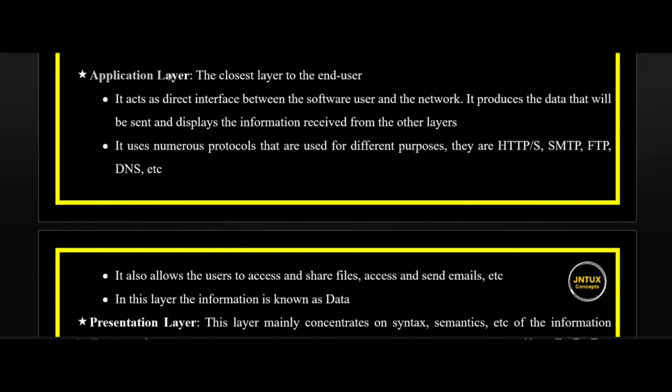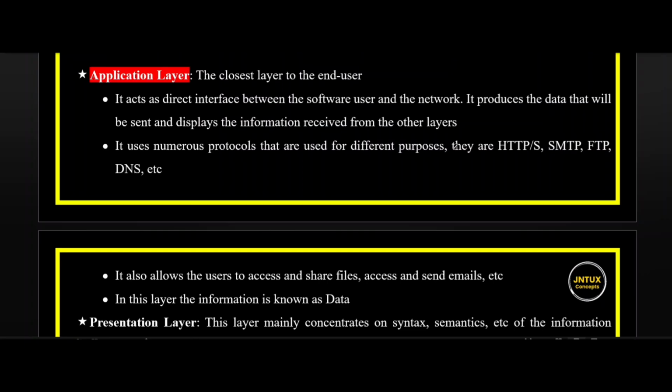The first one is the application layer. It is the closest layer to the end user. It acts as a direct interface between the software user and the network. It produces the data that will be sent and displays the information received from other layers. It uses numerous protocols that are used for different purposes.